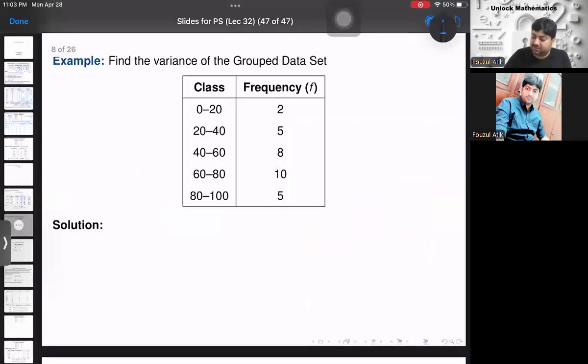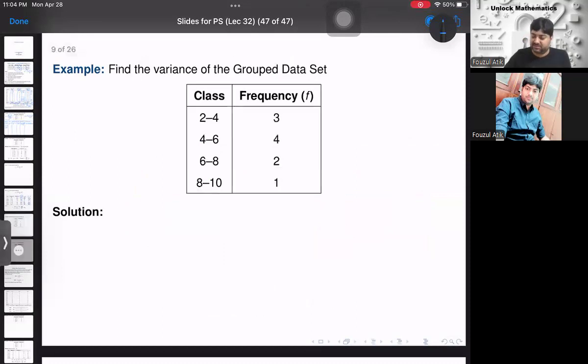I have kept two examples. For this one also, you do the calculation the same way. Find the mean value first, and then find the variance of this data. Another one we have as well. So please finish these two examples.